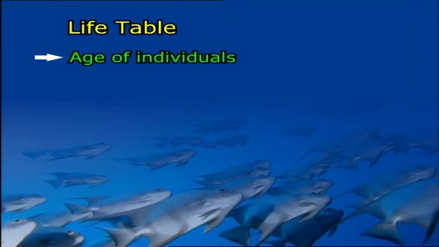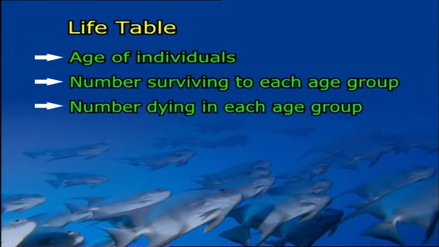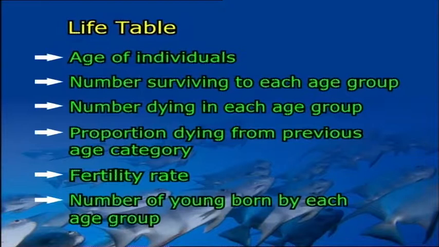In this, each table possesses different columns for age of individuals, number surviving to each age group, the number dying in each age group, the proportion dying from the previous age category, fertility rate, and the number of young born by each age group. The best way to construct a life table is to follow the fate of a cohort, a group of individuals of the same age from birth throughout their lifetimes until all are dead.